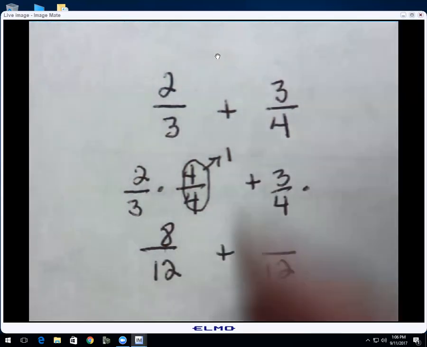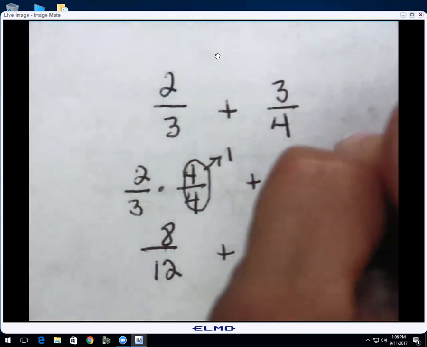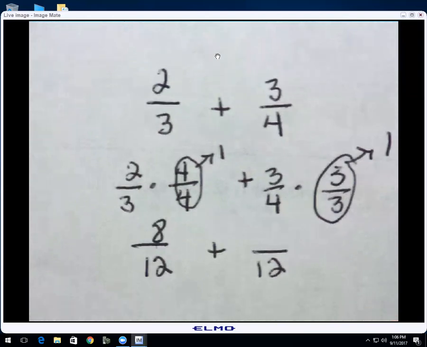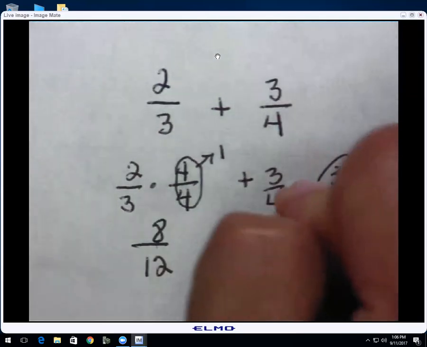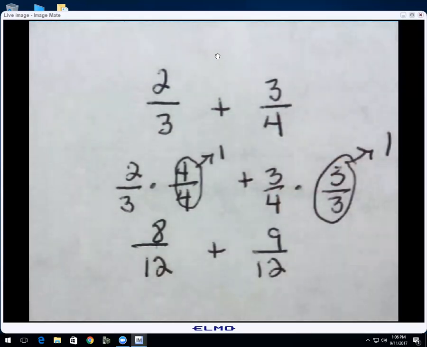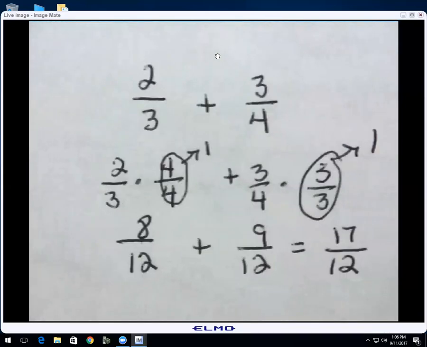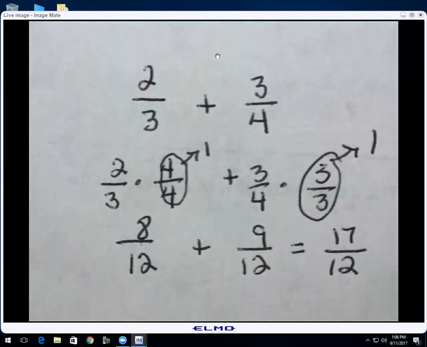And not just 3, but 3/3, so that really you're just multiplying by 1. 3/4 is the same thing as 9/12. Once you get that common denominator, add the numerators, keep the same denominator, and see if it'll reduce. This particular one won't reduce.